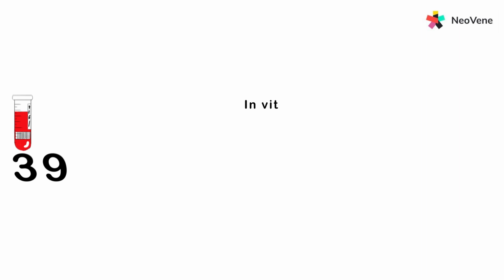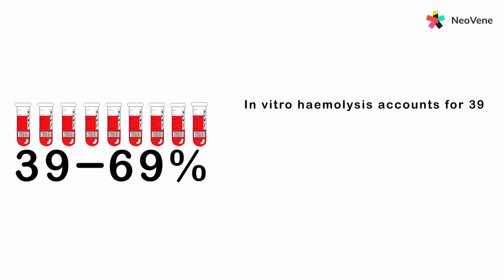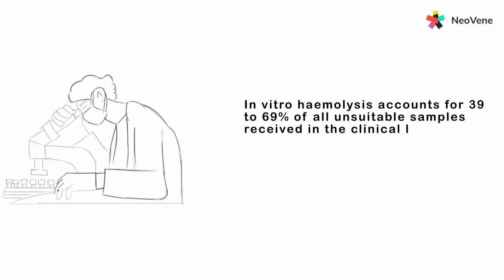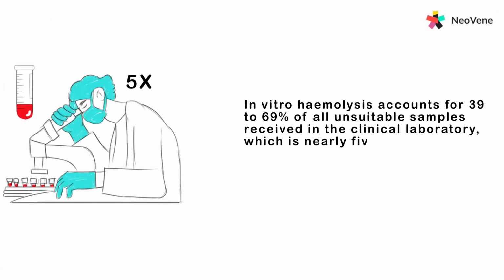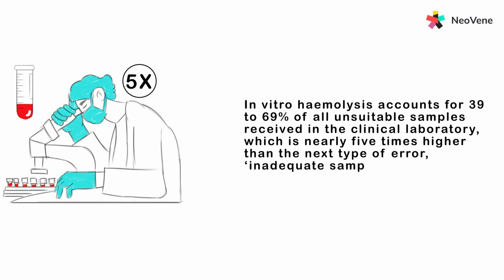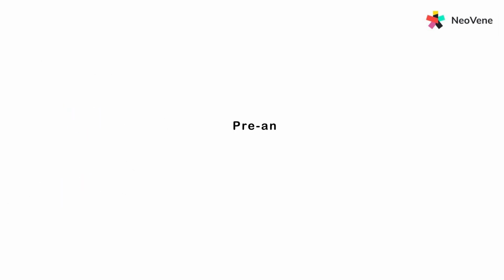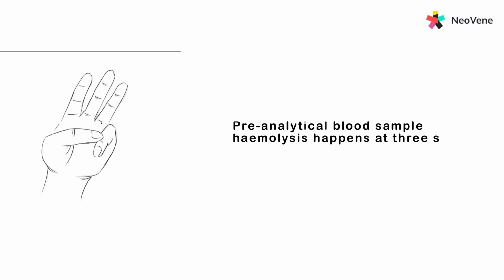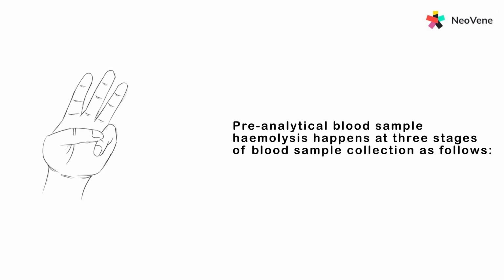In vitro hemolysis accounts for 39 to 69% of all unsuitable samples received in the clinical laboratory, which is nearly 5 times higher than the next type of error, inadequate sample quantity. Pre-analytical blood sample hemolysis happens at 3 stages of blood sample collection as follows. 1.